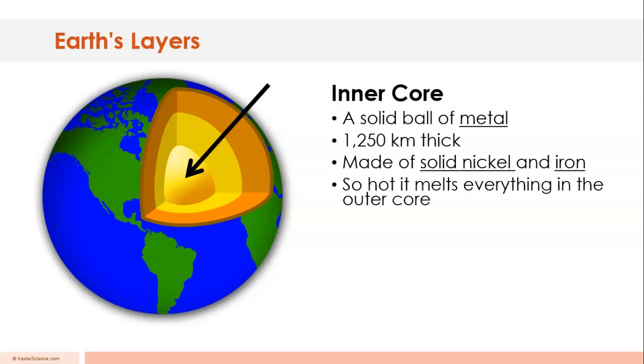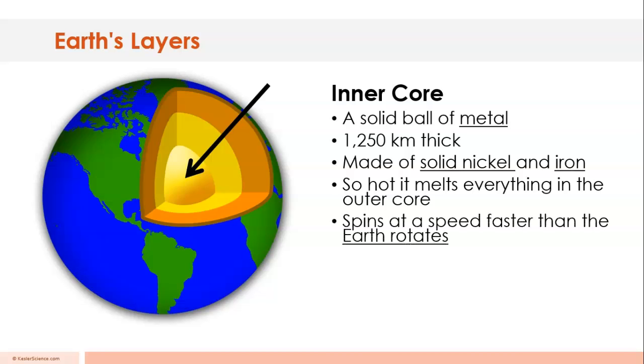It is so hot in that inner core that it is what causes the outer core to melt. It's why the outer core is liquid. It actually spins faster than the Earth rotates. So we know that the Earth rotates on its axis once every 24 hours. That's what makes our day. The inside of the Earth is actually spinning faster than that. It's spinning inside of that liquid outer core.